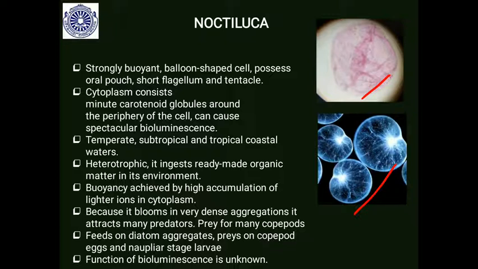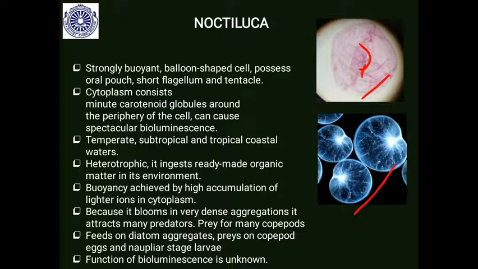So that's why it is this color. This color is because of the stain that we use. So here you will find the two tentacles, or sorry, the flagella, what you see here. This is a buoyant balloon-shaped cell and possesses an oral pouch. This is the cytostome, and a short flagellum and a tentacle.